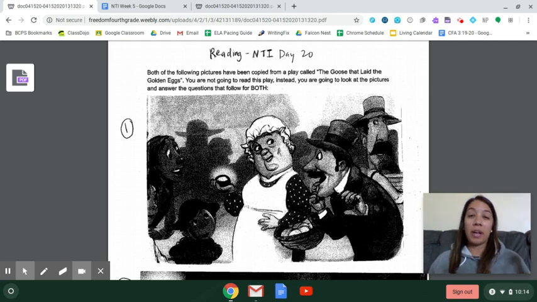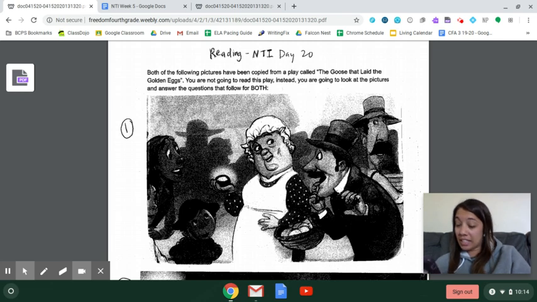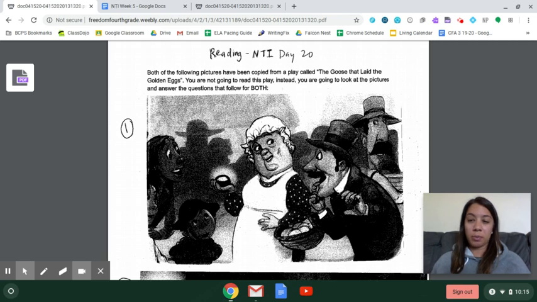I want to start by reading the standard to you that we're working with this week. It says, make connections between the text of a story or drama and a visual presentation of the text. So we know what a visual presentation means. That means a video or a picture.